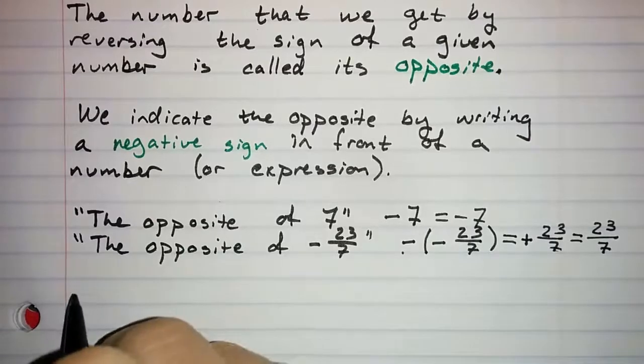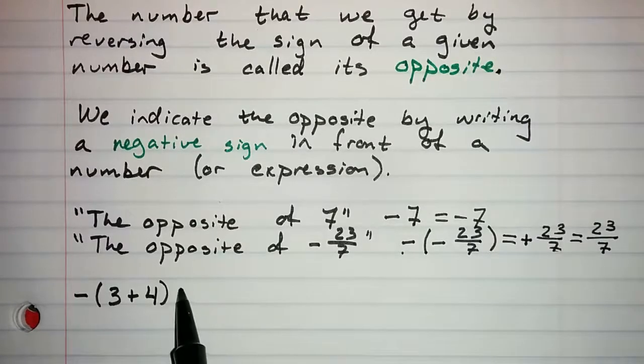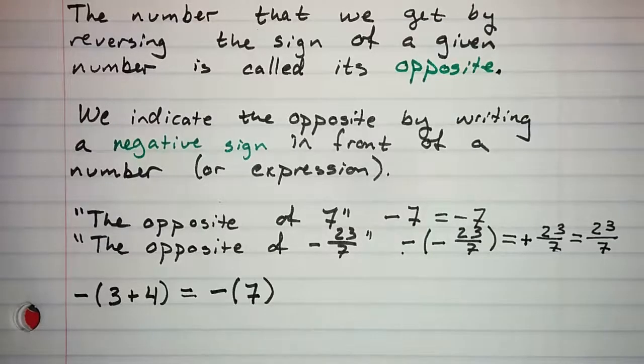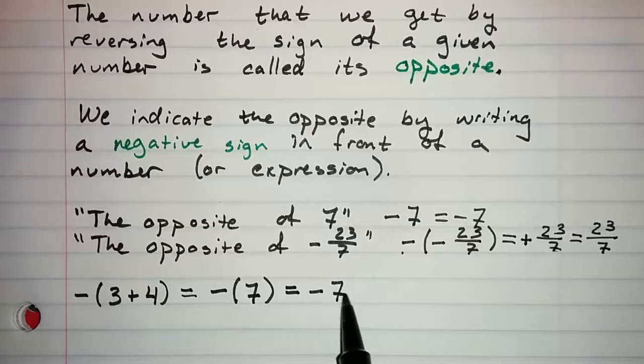We can even take the opposite of an expression. For example, the opposite of 3 plus 4. Well, 3 plus 4 is in parentheses. It's 7. The opposite of 7 is negative 7.